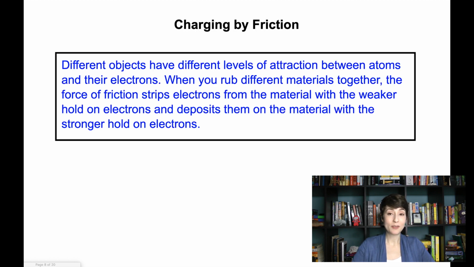If you charge something by friction, you're taking two objects, originally neutral typically, and rubbing them together. These objects have to be made up of different materials if you want electrons to transfer from one to the other. The material that has the weaker hold on electrons will lose electrons. The material that has the stronger hold on electrons will gain electrons, becoming negatively charged. So afterwards, one object will become positively charged, one object will become negatively charged.